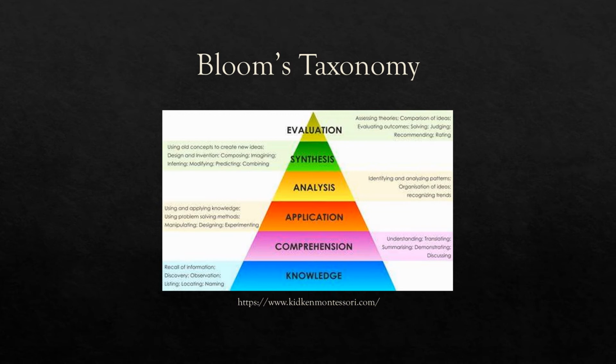If you look at that top level of evaluation, it says assessing theories, comparison of ideas, evaluating outcomes, solving, judging, recommending, and rating. So you're looking at something really complex, taking it apart, putting it back together in different pieces. If I were to ask you, how do you think the outcome of the Revolutionary War would change if George Washington had been killed in the very first battle? Think about how much knowledge you have to have in order to genuinely be able to answer that question intelligently. There's so much knowledge that goes into being able to answer one single question.